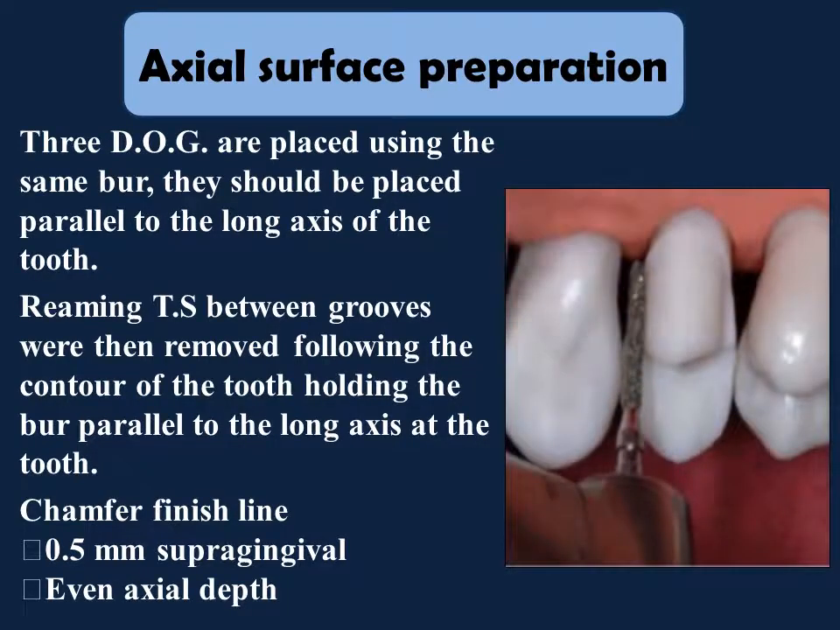Now we do the axial surface preparation or lingual surface preparation. Three depth orientation grooves are placed using the same bur, and they should be placed parallel to the long axis of the tooth. After that, the remaining tooth structure between these grooves should be removed following the contour of the tooth to obtain a chamfer finishing line that is 0.5 millimeter supragingival.